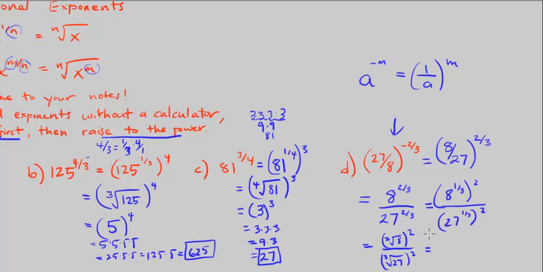What number times itself 3 times equals 8? Well, we know 2 times 2 times 2 is 8, so that is going to be 2, and that's squared. And what number times itself 3 times equals 27? Well, 3 times 3 times 3 is equal to 27, so that's 3 squared. 2 squared we know is 4, 3 squared we know is 9, and this is simplified already. We can't reduce that anymore, and that is our answer for part D.